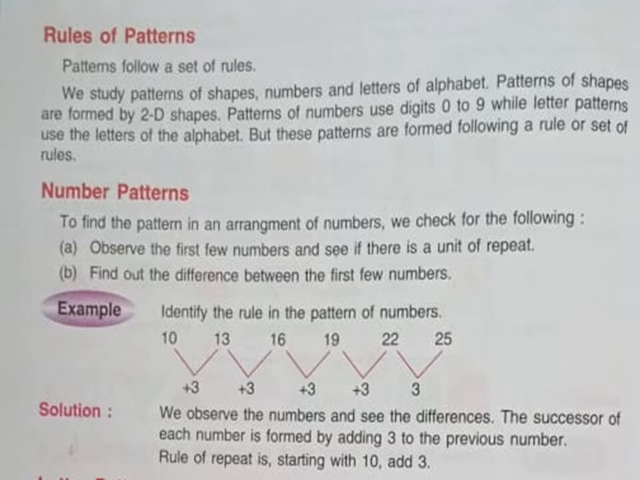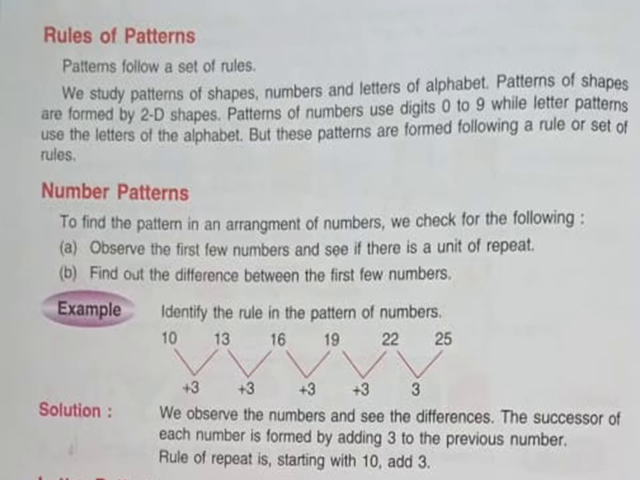So, what is the first rule? You have to observe the first few numbers and see if there is a unit of repeat. Next, you have to find out the difference between the first two numbers. So, what is a unit of repeat? I have used the word unit of repeat. In a pattern, the unit refers to one or more elements that repeat again and again. If it repeats again and again, it is a pattern.